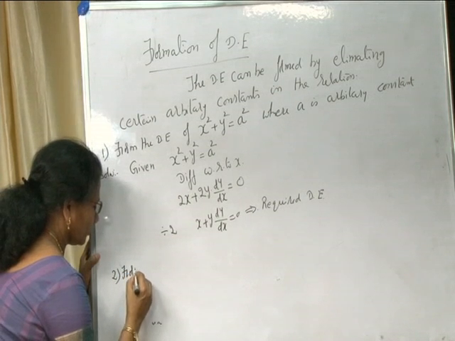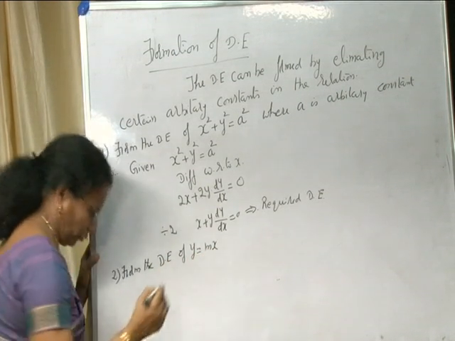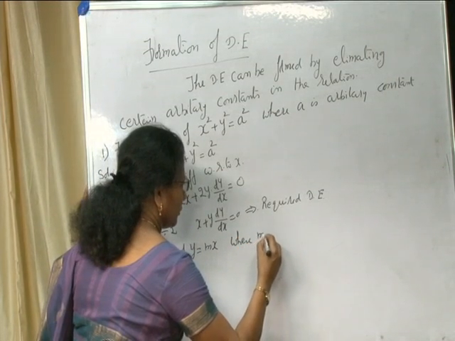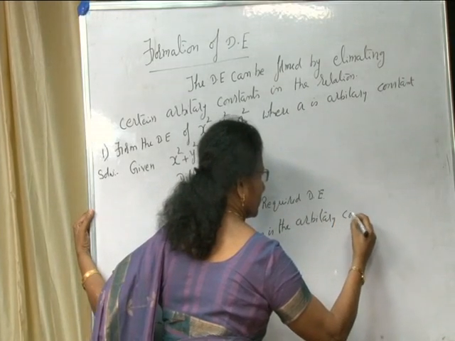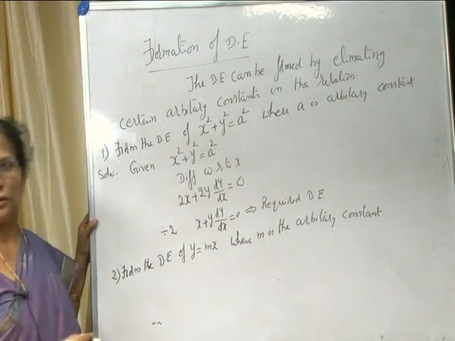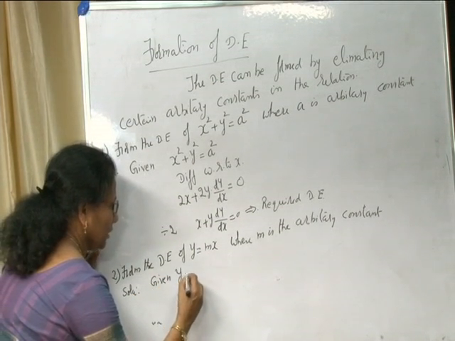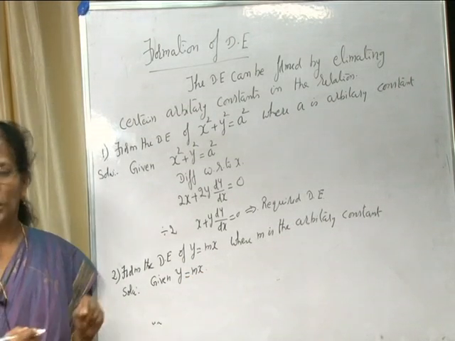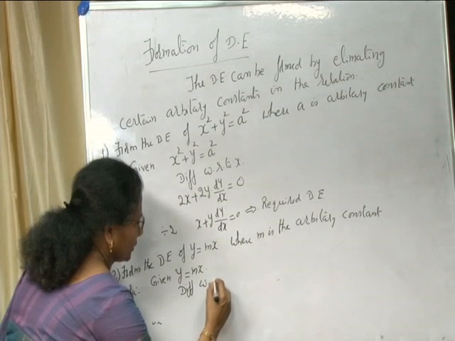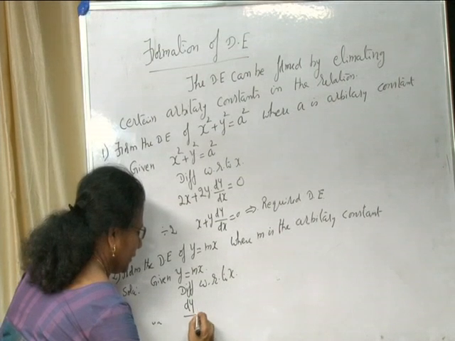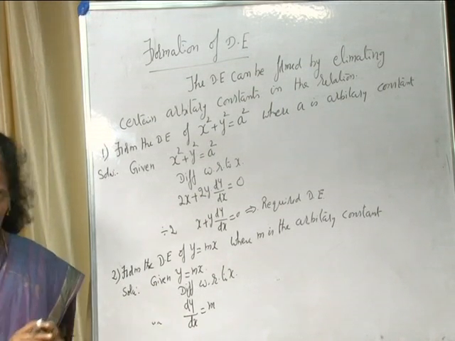Form the differential equation of y is equal to mx, where m is the arbitrary constant. Solution: given y is equal to mx. Look here friends, the previous problem is different from this. Differentiate with respect to x. dy by dx is equal to m. So, we have got that the arbitrary constant is equal to dy by dx.